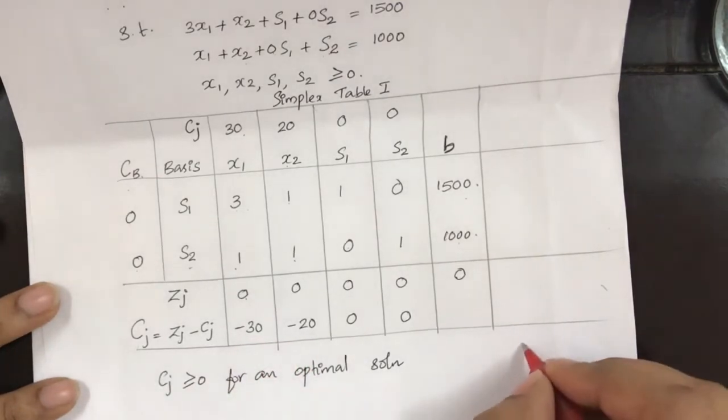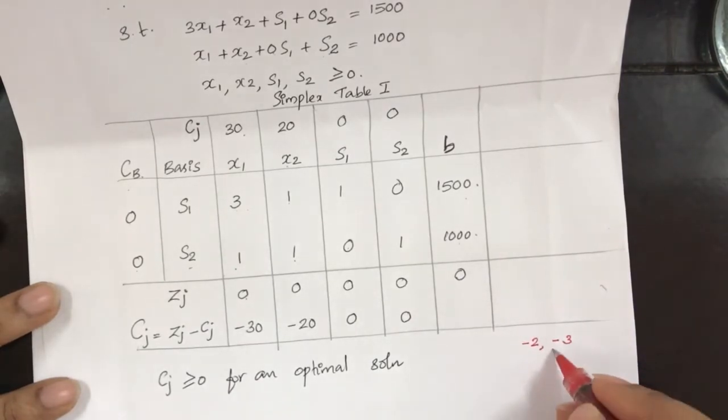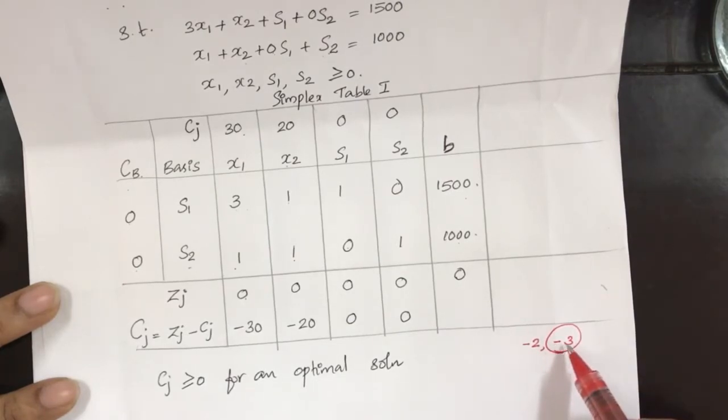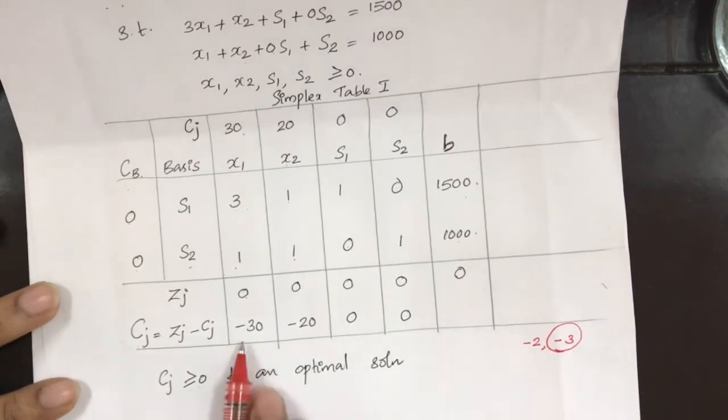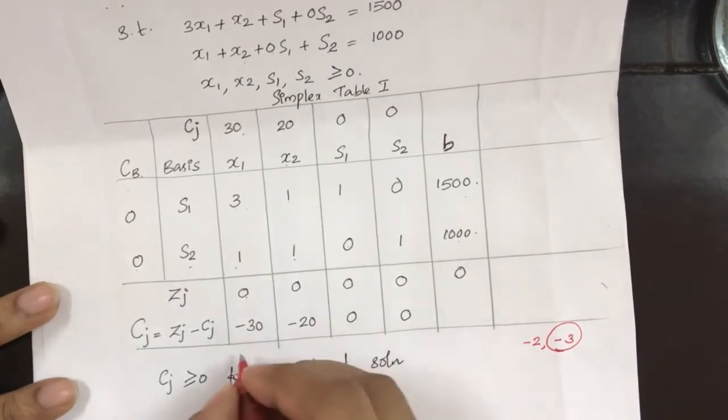If the numbers are minus 2, minus 3, which is the lowest value? Minus 3 is the lowest value. Okay. If two negative numbers are given, the number with the highest magnitude of negative sign is the lowest number. Among minus 30, minus 20, which is the lowest value? Minus 30.